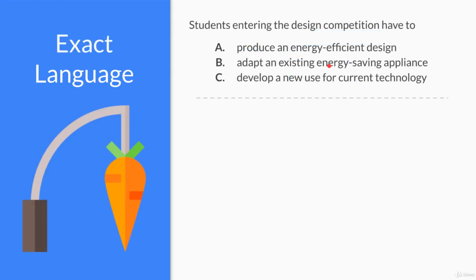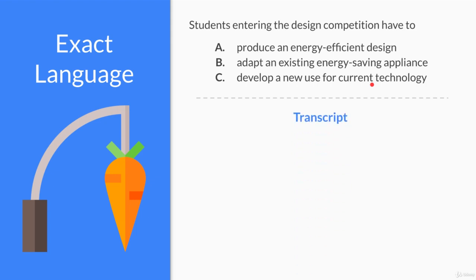Let's take a look at the next trap, the exact language trap. Right here, they're going to wave a carrot in front of you and they're going to try to trick you. They're going to try to give you a bait, almost like the bait that a fisherman gives to fish. So don't fall for this bait. In the exact language trap, they're going to be using the exact words from the answer choices. Let me show you an example.